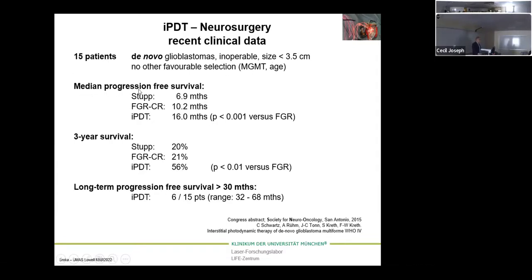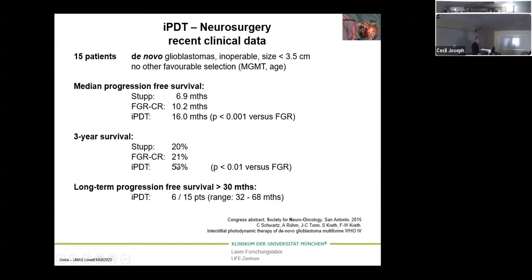Normally, the mean progression-free survival after this STUP protocol is 7 months. STUP protocol, you remember, is surgery, chemotherapy, and radiotherapy. Using fluorescence-guided resection plus chemo plus radiotherapy is 10 months. IPDT plus chemotherapy and radiotherapy, 16 months. This looks very promising. When we look into the 3-year survival, fluorescence-guided resection and the normal white light resection are very, very similar. IPDT is much, much longer, but for us as scientists, it's just 50%.